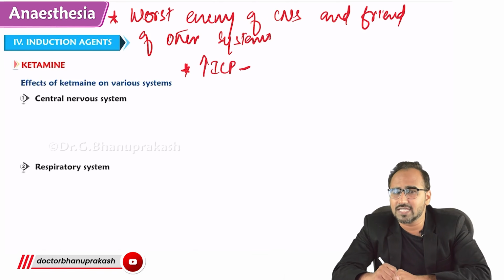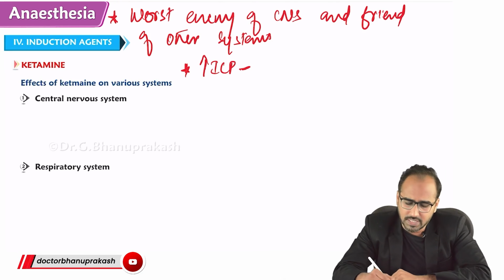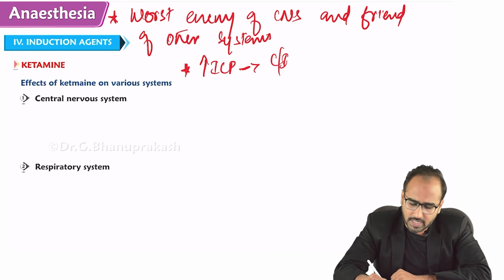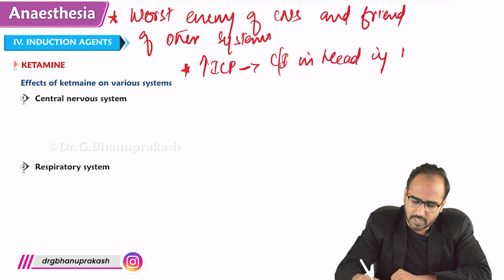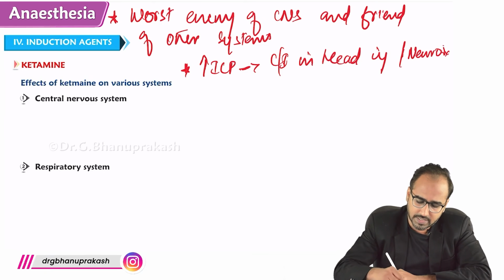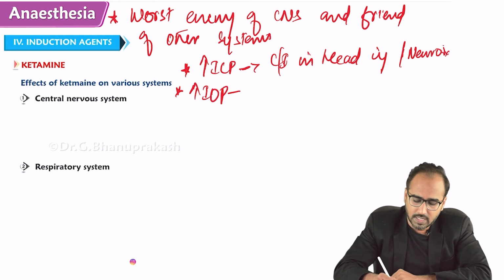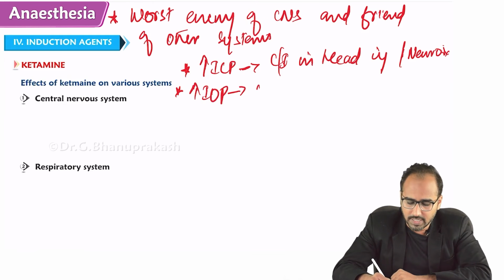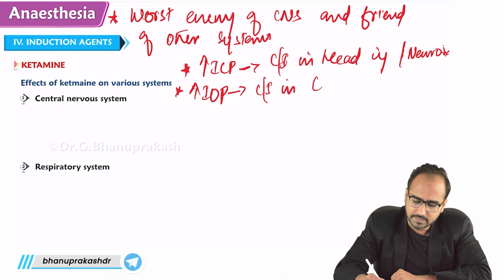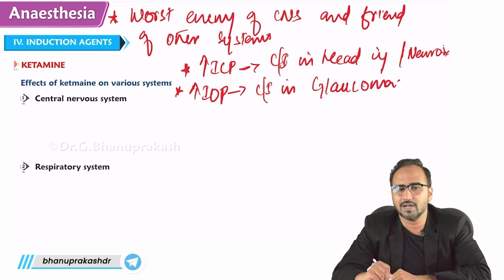As it is increasing the intracranial pressure, can you give ketamine for a head injury or neurosurgery? No. It is contraindicated in head injury and neurosurgery. Next, ketamine not only increases ICP, it also increases IOP, intraocular pressure. Hence, it is contraindicated in glaucoma. So, two contraindications we have discussed.